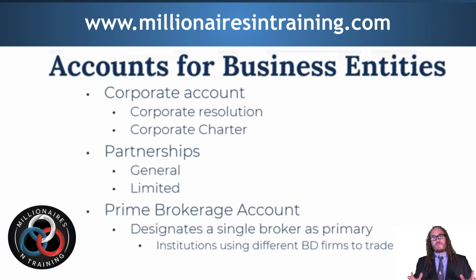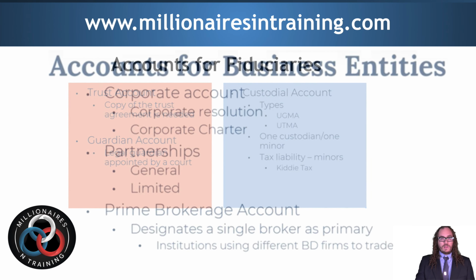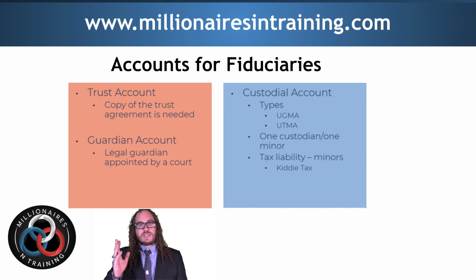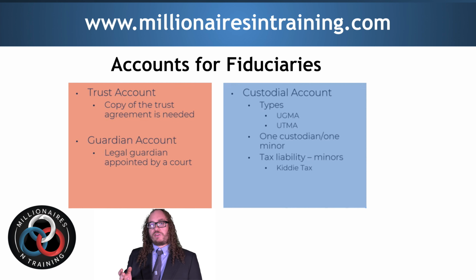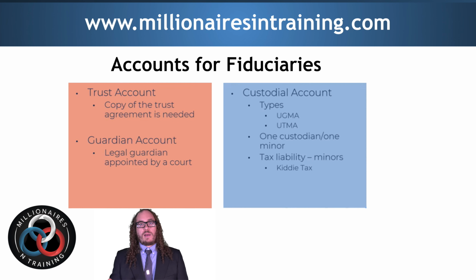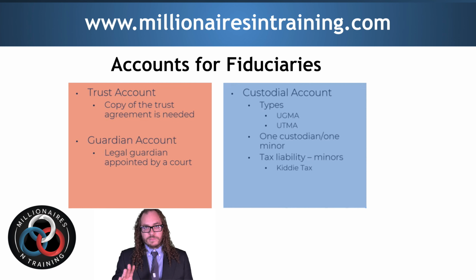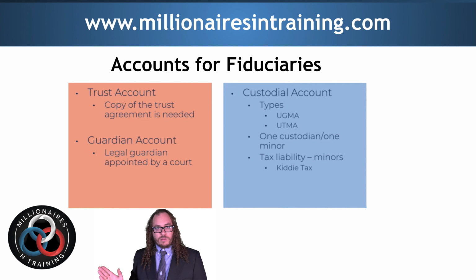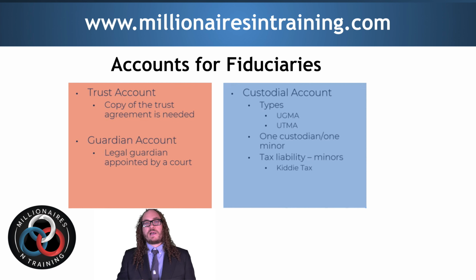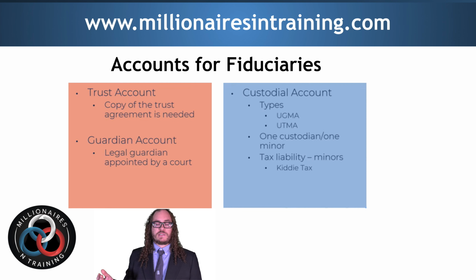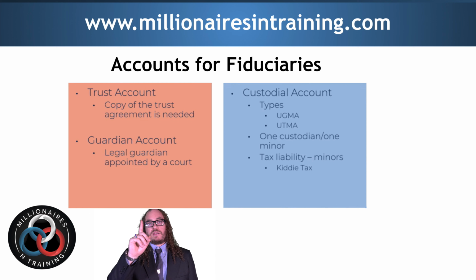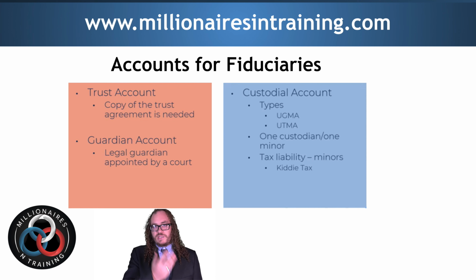The first type of account is a trust account. With a trust account, we have a trustee, and then we have beneficiaries for the trust. A copy of the trust agreement is needed, and we must keep it on file. When it comes to a trust account, the trustee must make all investment decisions based on the investment criteria for those beneficiaries. It's in their best interest, not the trustee's.